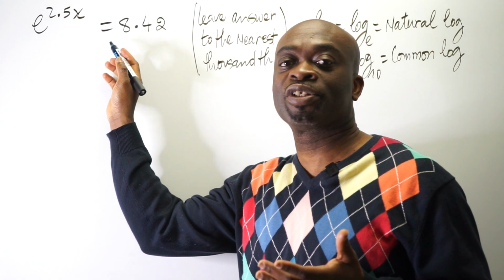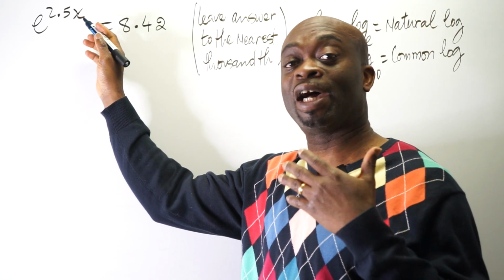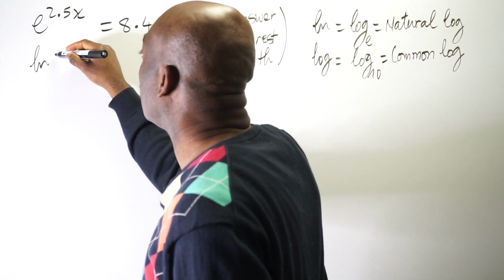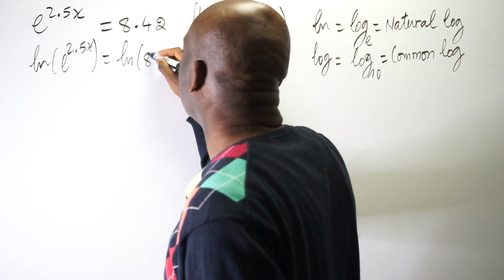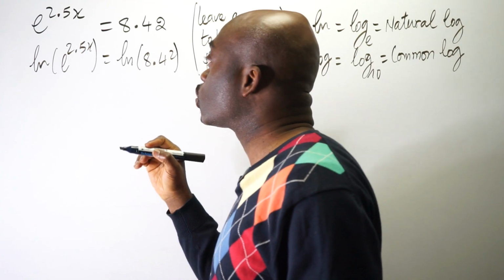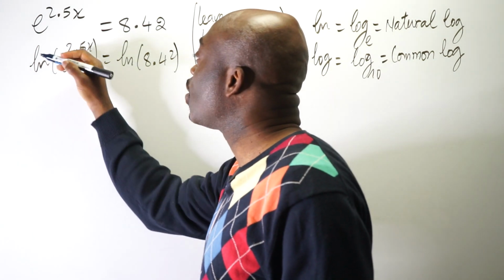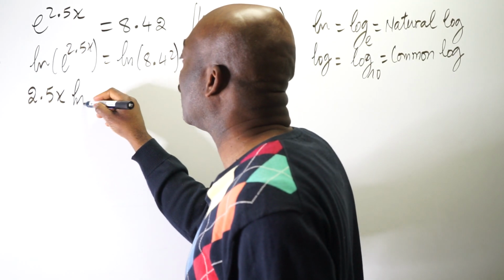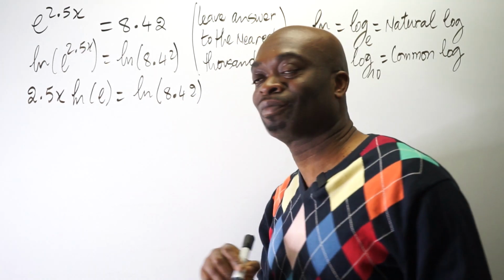Now, once we have an equation this way, we're trying to cancel the exponential so that we can solve for x. The first thing we have to do is apply the ln to both sides. So that means we have ln of e to the 2.5x equals ln of 8.42. Once we have this, what can we do? We remember the properties of ln, the properties of log functions. So the 2.5x can come down, then you have ln of e equals ln of 8.42. You are good so far?